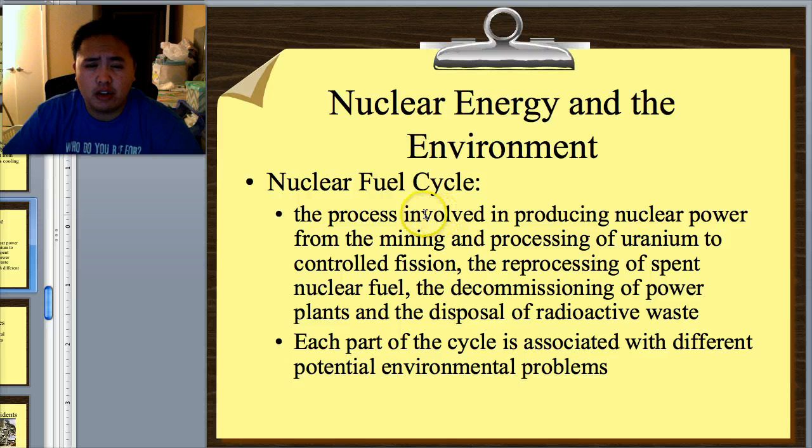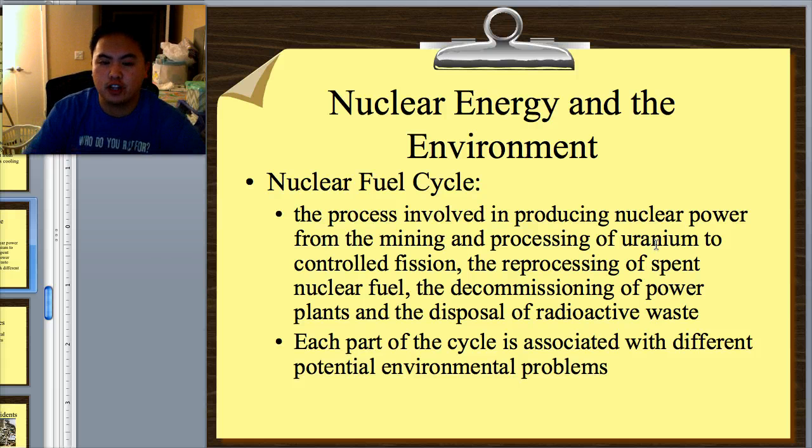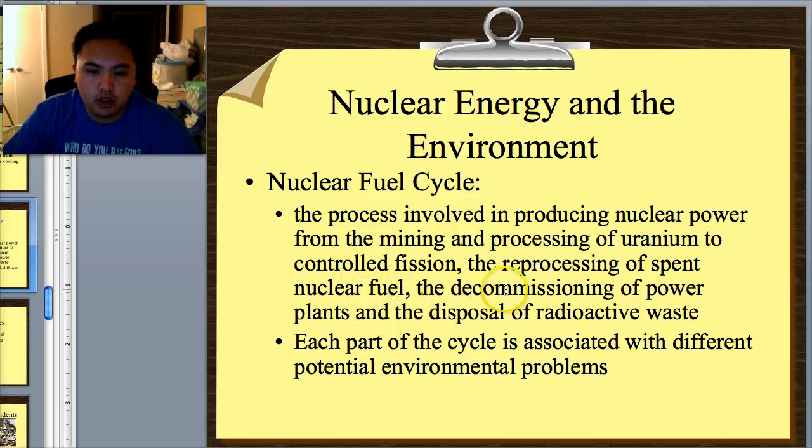So the cycle of how to make nuclear energy: you have to mine the uranium, those little rods, or maybe some of you have seen The Simpsons where I have that nice green glowing rod. I know it's another Simpsons reference. We use it for fission. Then the reprocessing of spent nuclear fuel, the decommissioning of power plants, and then disposing of radioactive waste. So this is the cycle of nuclear power. Each part of the cycle has a different environmental problem.